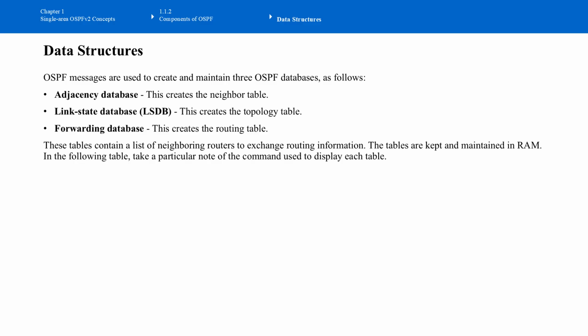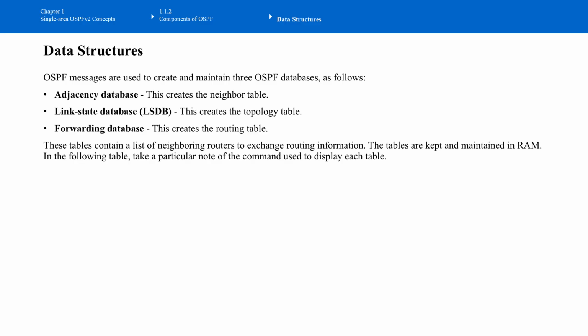The first is the adjacency database, also known as the neighbor table. This table contains a list of all neighboring OSPF routers that have successfully formed an adjacency with the local router. You can think of it as the router's contact list. Before routers can exchange routing information, they must first know who their neighbors are.